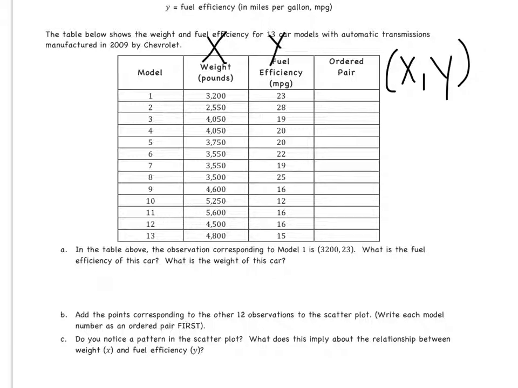So for my first one, my first X value is 3,200, followed by my Y value, which is 23. My model 2, my X value is 2,550, and my Y value is 28. Go ahead and finish filling in the rest of your table for ordered pairs.